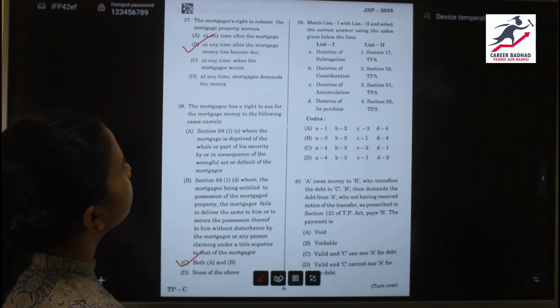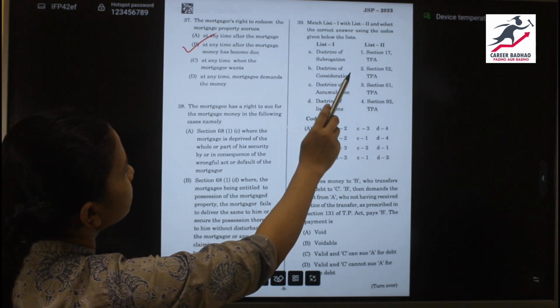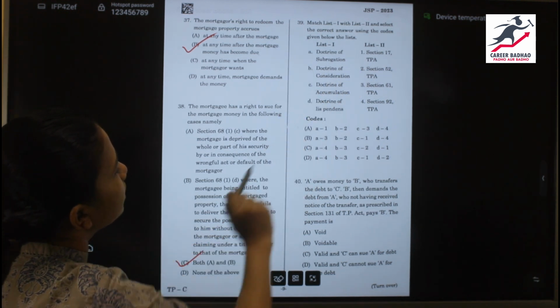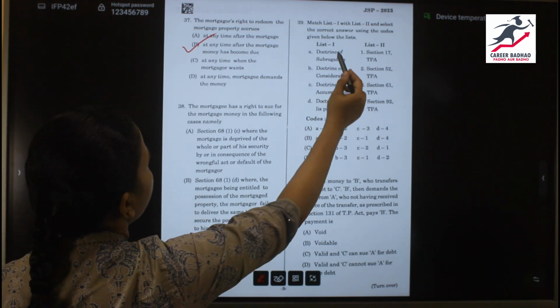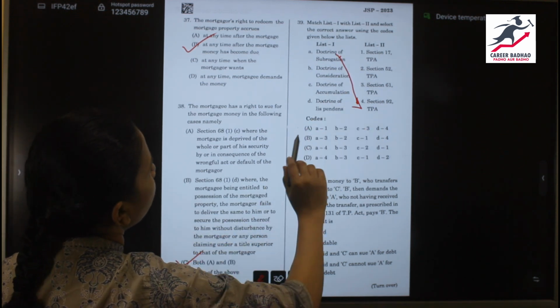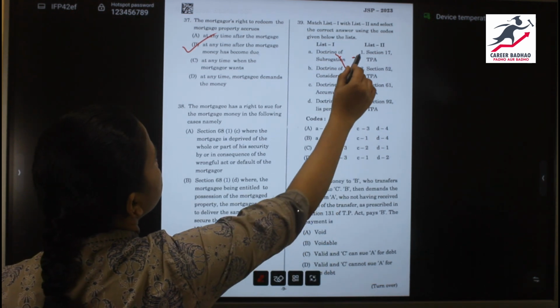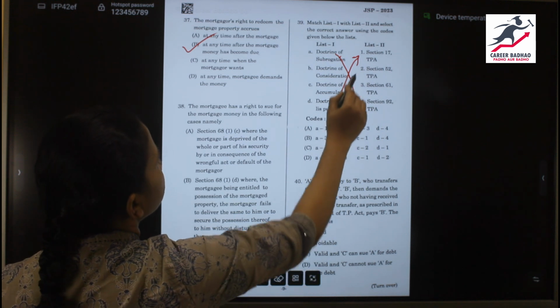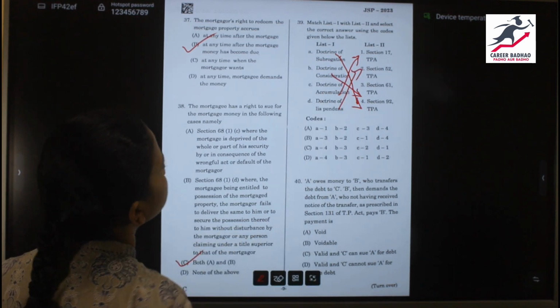Let's move to question number 38. Match list 1 with list 2 and select the correct answer using the codes given below the list. Doctrine of subrogation, we all know it is under section 92. Doctrine of accumulation under section 17. Doctrine of lis pendens under section 52, doctrine of consideration under section 61.